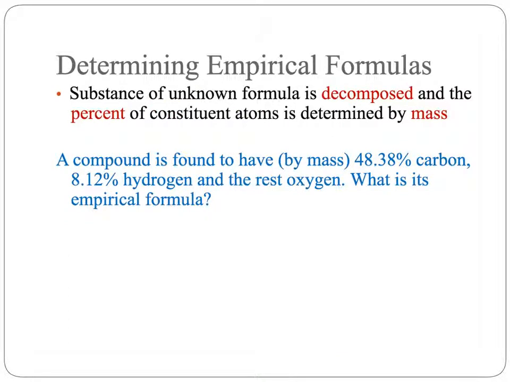So how do you calculate an empirical formula? Typically, the situation is something like this. You have a substance that is decomposed, and you are given the percent of the constituent atoms by mass. So the one we're going to work with today says a compound is found to have by mass 48.38% carbon, 8.12% hydrogen, and the rest being oxygen. So what is the empirical formula?